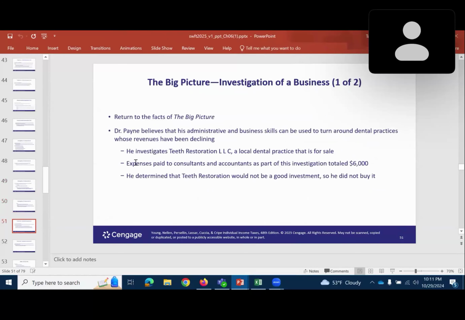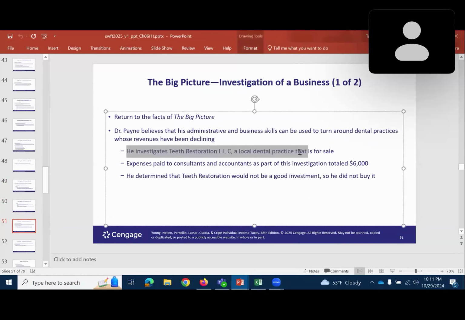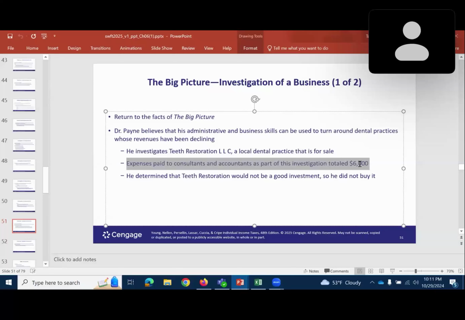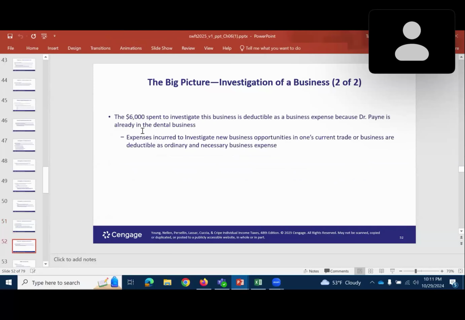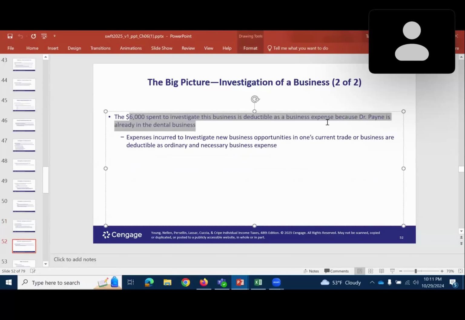So we go back to the big picture. Dr. Payne believes his administrative and business skills can be used to turn around his dental practice with revenues that have been declining. He investigates Teeth Restoration, a local dental practice, for sale. Expenses are paid to the consultant and accountants for $6,000. He determined that Teeth Restoration would not be a good investment, so he did not buy it. Can he deduct the $6,000? It's the same type of business. He did not buy it. The answer is yes, because it's the same type of business. You can deduct the $6,000.